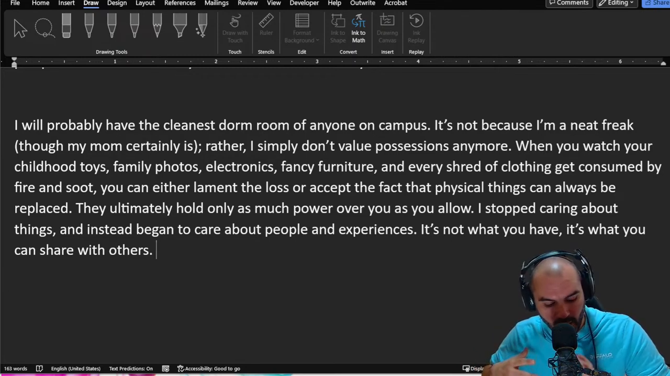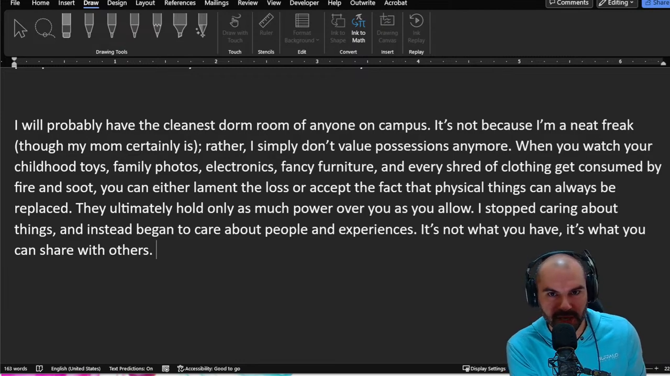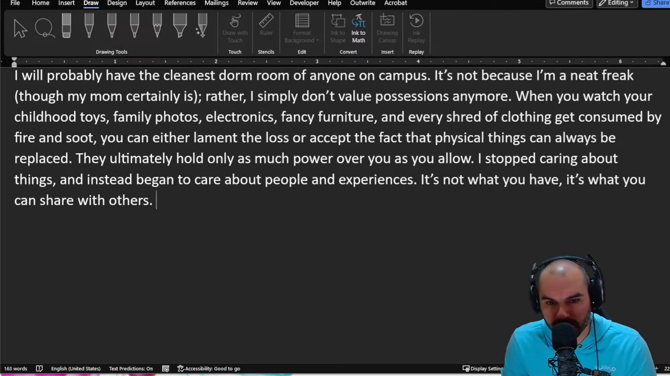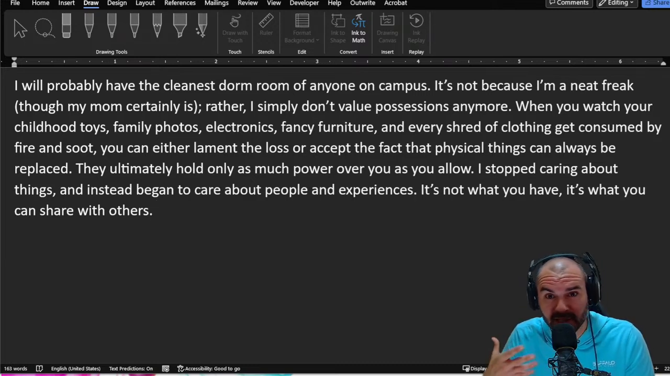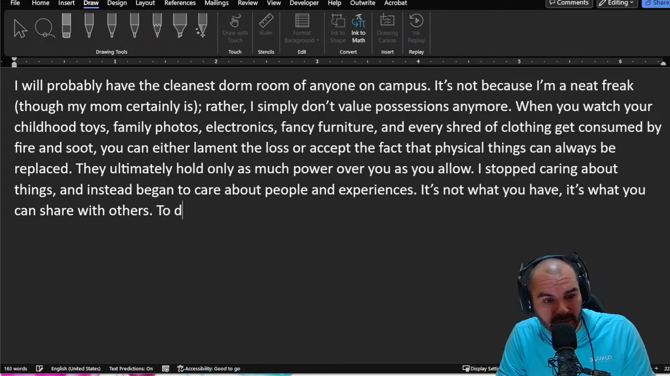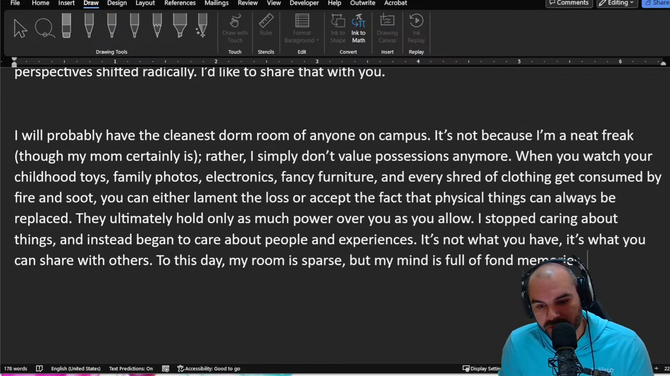It was this feeling of, wow, okay, these things that I have valued for so long, these objects that I thought were super important to me really don't mean anything anymore. It's really more about the things I can share with other people and the people that I'm experiencing things with. And that's where I got into this philosophy of having less things. So I want to establish that idea here.